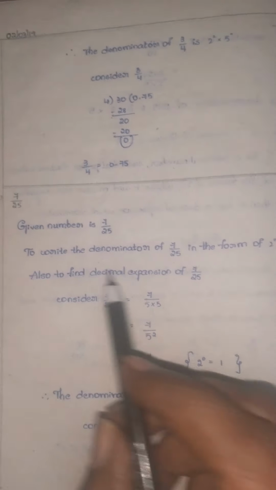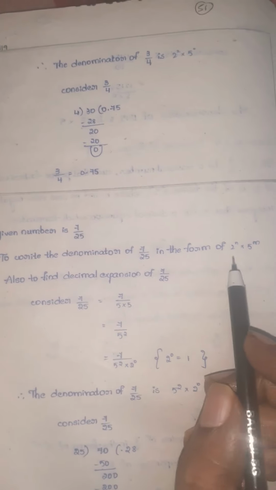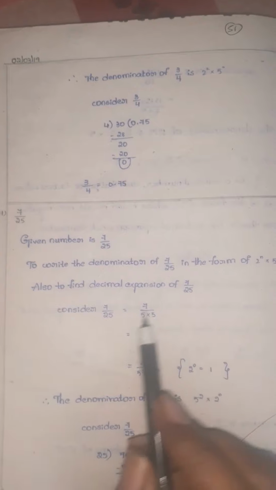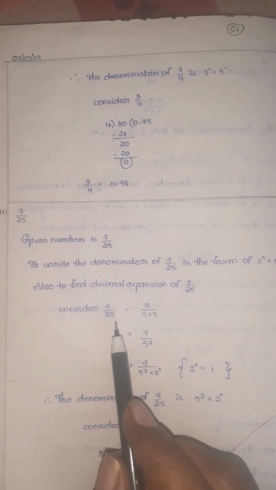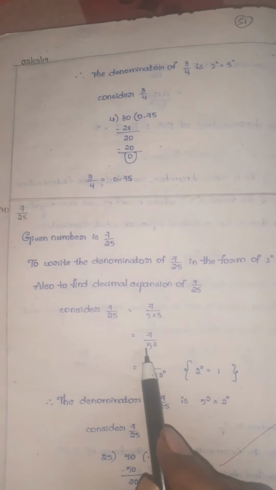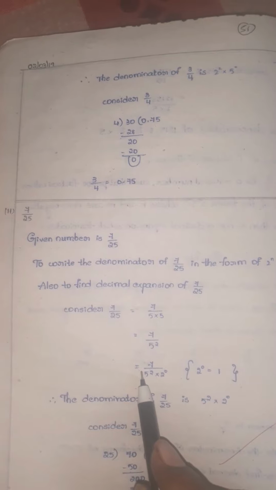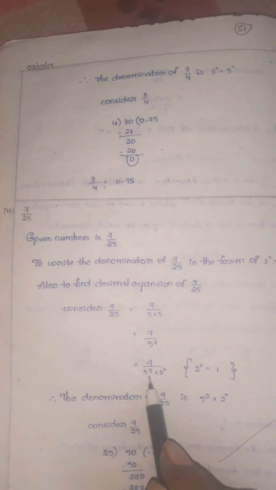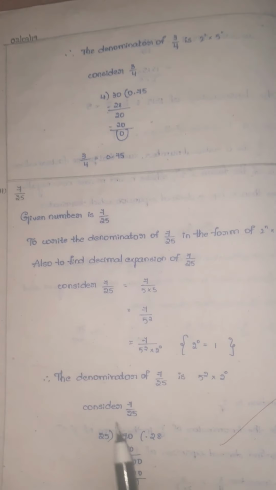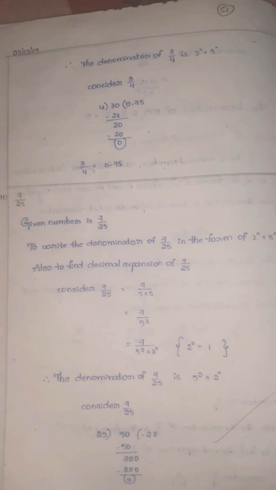Next, the second one, 7 by 25. The given number is 7 by 25. It asks us to write the denominator of 7 by 25 in the form of 2 power n into 5 power m, and also to find the decimal expansion of 7 by 25. So consider 7 by 25. 25 can be written as 5 into 5, so it is 7 by 5 square. Here 2 is missing, that's why in the next step we write 7 by 5 square into 2 power 0. Why? Because anything power 0 is 1. So the denominator of 7 by 25 is 5 square into 2 power 0.